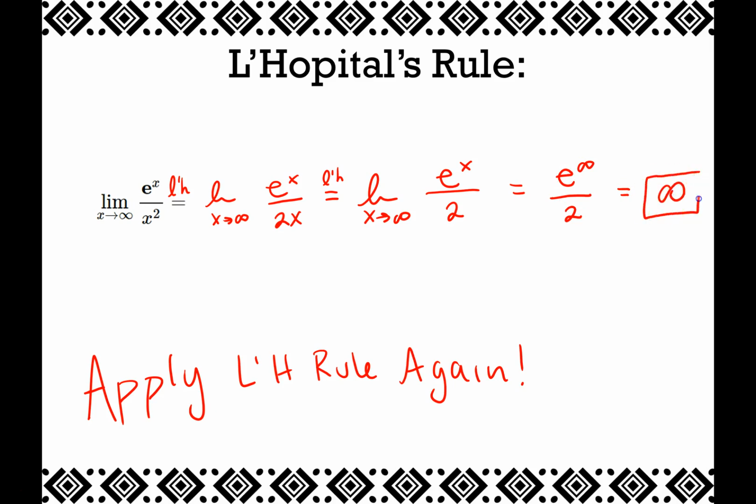And I know it's a weird concept to think that infinity divided by 2 is still infinity, but infinity is a concept and not a number. You're not even making it smaller. It's already an infinite value. Even dividing by 2 makes it still infinite.